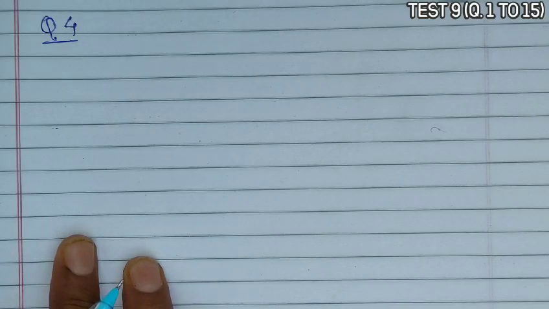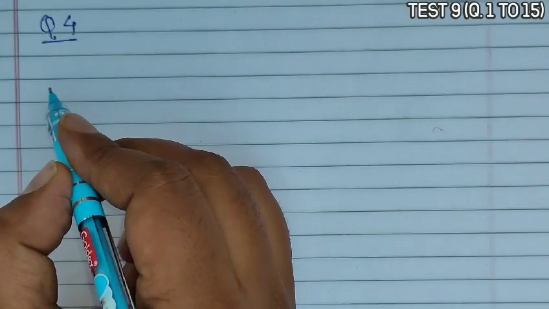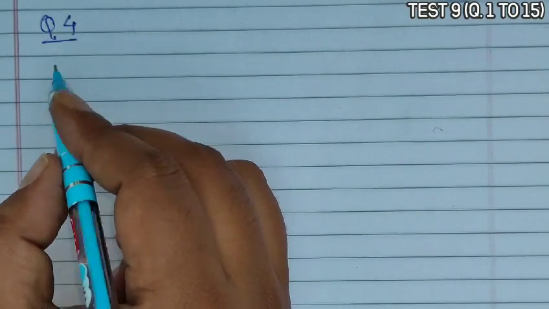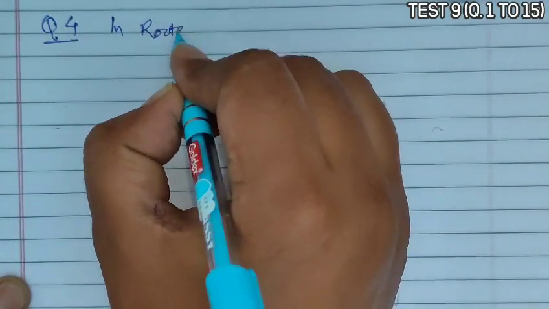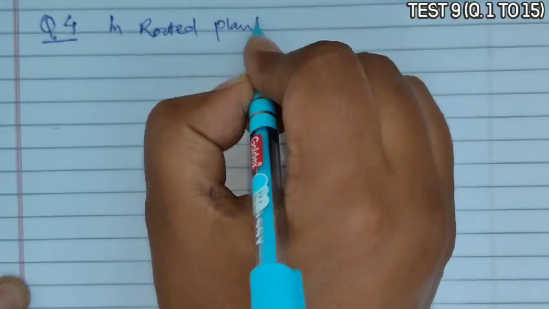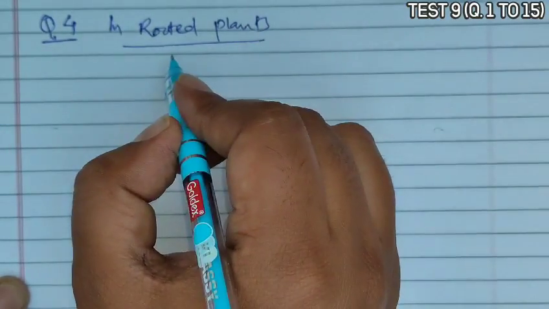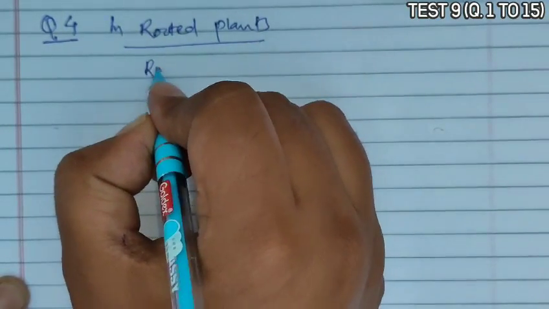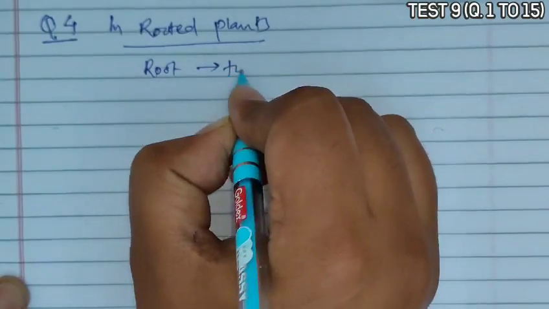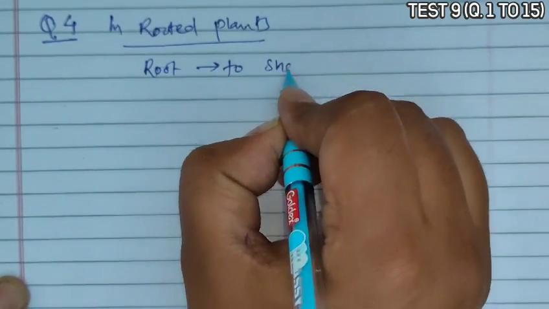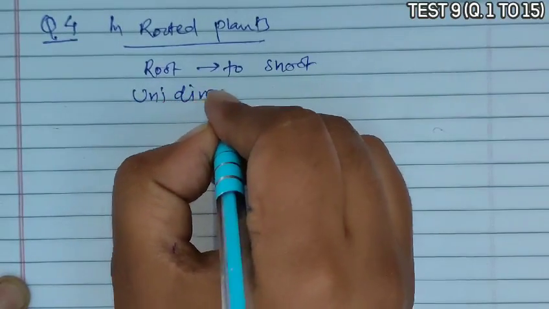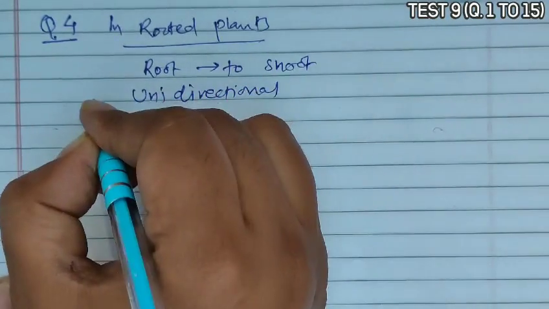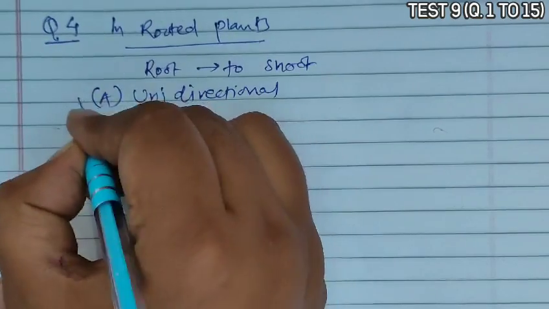Question 4. Question 4 asks what is the transport pathway in rooted plants? Now in rooted plants, transport occurs from root to the shoot part. So this type of transport is considered as unidirectional transport. So option A is correct.